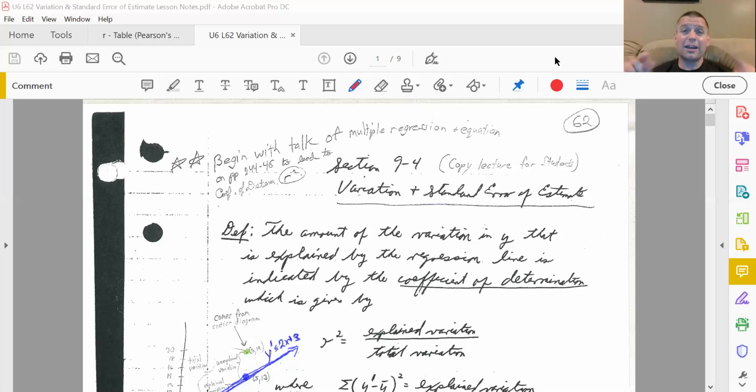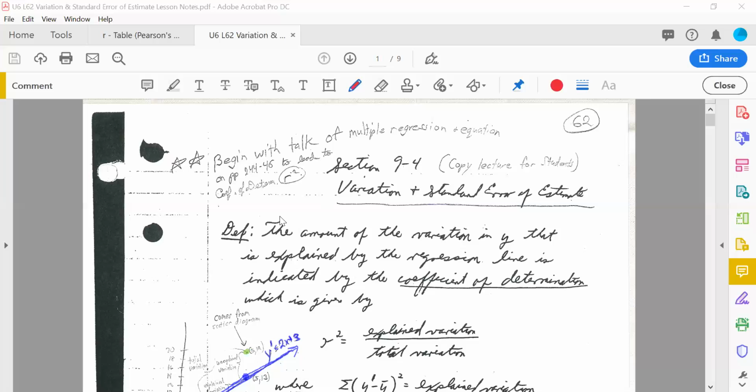Yes, today we're going to build a confidence interval. That's what today's lecture is about, building confidence intervals around your prediction. So it's not a big deal. The title looks a little intimidating, variation and standard error of estimate. It's not. It's just building confidence intervals around the prediction you make from linear regression. That's it, going off camera.